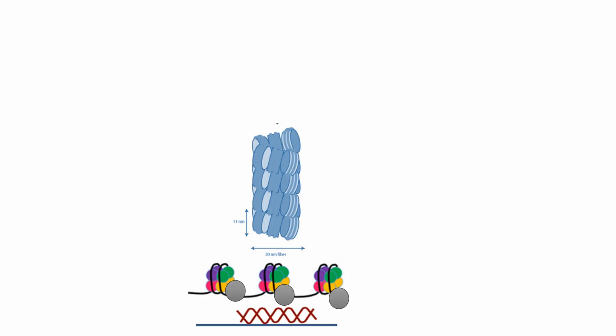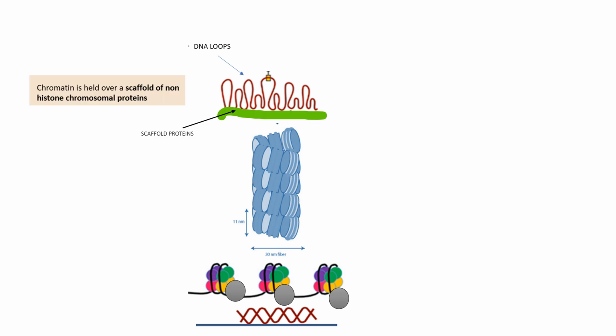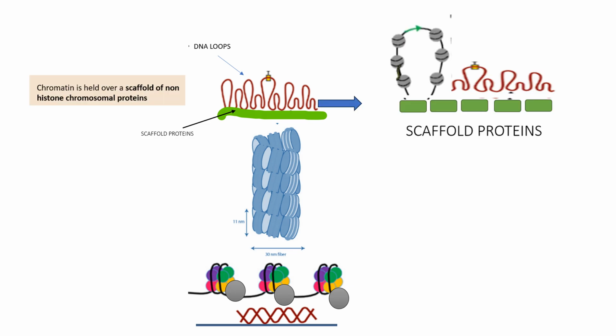Additional folding of the 30 nm fiber is required to further compact the DNA. The 30 nm fiber forms a series of large supercoiled loops of DNA anchored to a proteinaceous structure referred to as the nucleus scaffold, mainly composed of non-histone proteins. Two classes of proteins contribute to the nucleus scaffold.